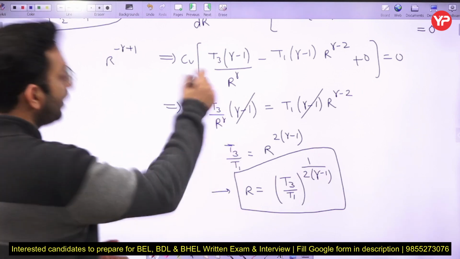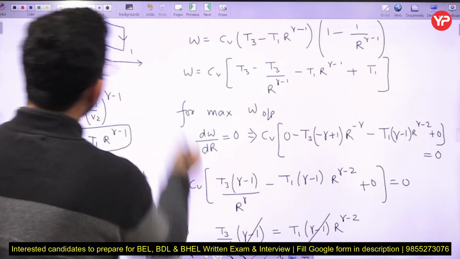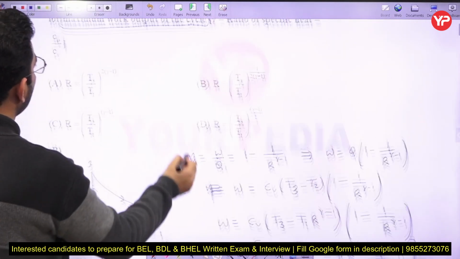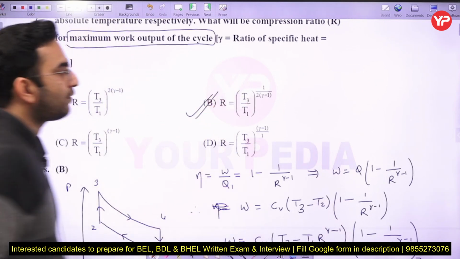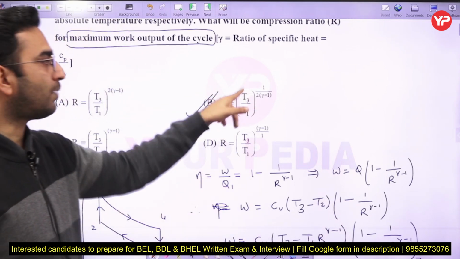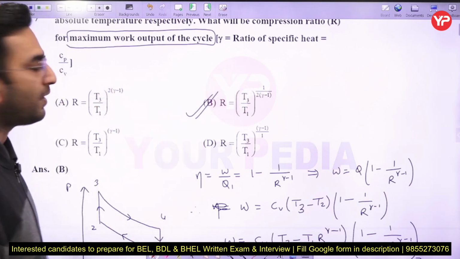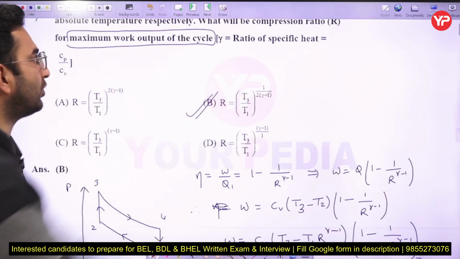If you check in the options, you will find option number B is going to be the correct one here. R equal to T3 by T1 to the power 1 upon 2 gamma minus 1. So option number B will be the correct answer of this particular question.